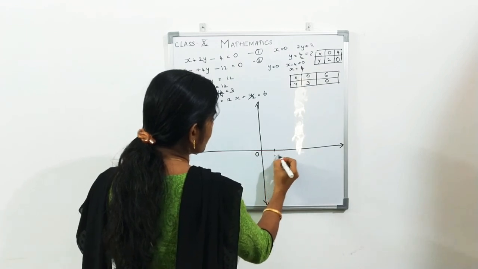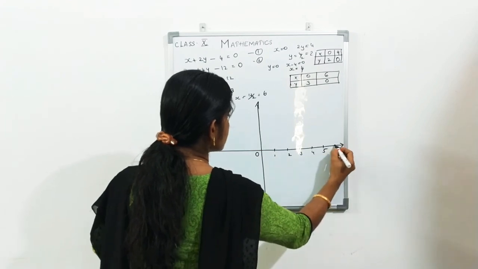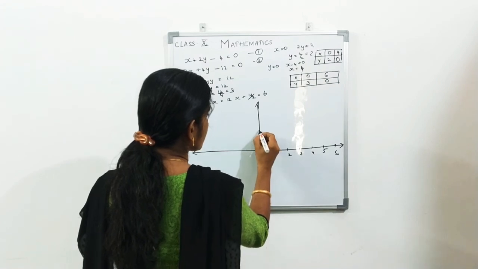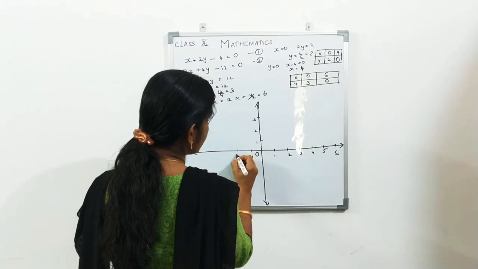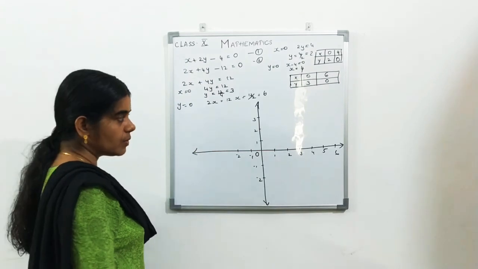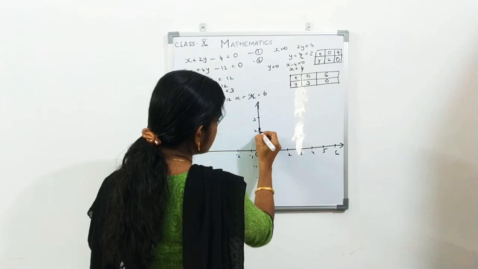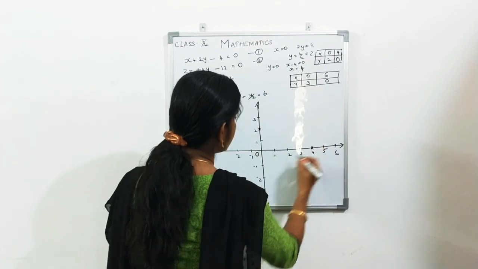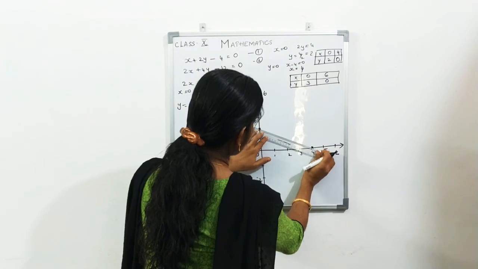This will be 0, 1, 2, 3, 4, 5, 6. This will be 1, 2, 3, the negative x values. Here also no negative values. Anyway, we can mark. Now, when x is equal to 0, y will be 2. This is our point. When x is equal to 4, y will be 0. This will be the point. Then we can draw the graph. We can join these two.